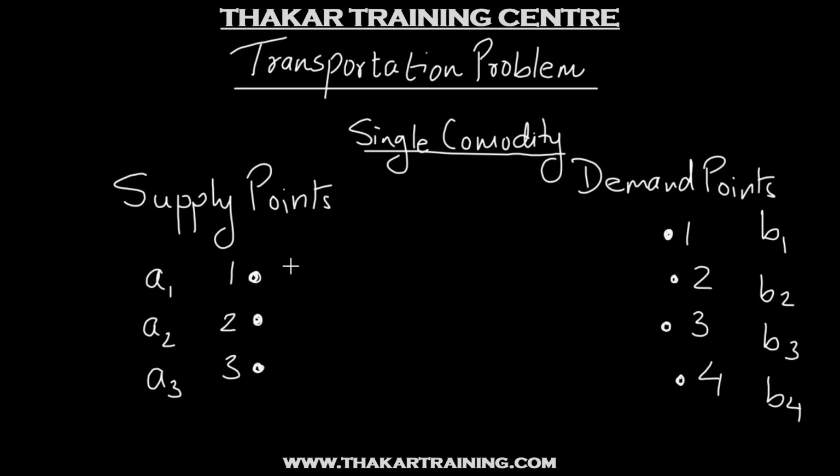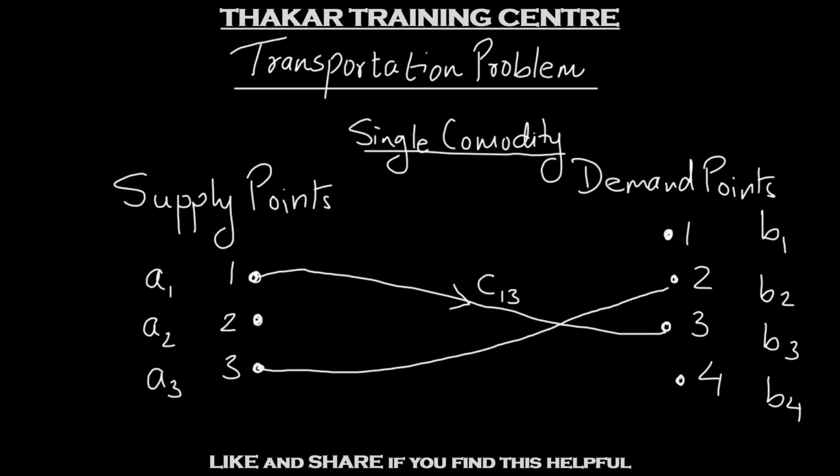Now suppose the commodity is to be transported from supply point 1 to demand point 3. Then in doing so, there is going to be some cost which will be involved. So this cost is denoted with letter C and then suffix 13. This is the cost of transporting a unit quantity from supply point 1 to demand point 3. Similarly, you can transport some quantities from supply point 3 to a demand point 2. Then this cost will be C32, which is the cost of transporting a unit quantity from supply point 3 to demand point 2.